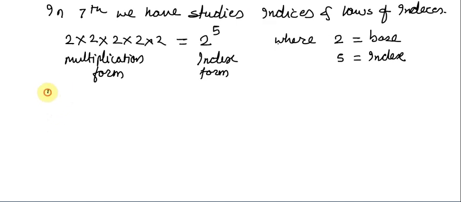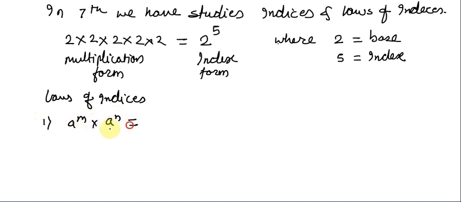Now we will revise the laws of indices. The very first law is the product law: a raised to power m into a raised to power n. Here the base is the same, and the product has different indices m and n. So we can add the indices keeping the base same. We keep the base a, and we add the indices.